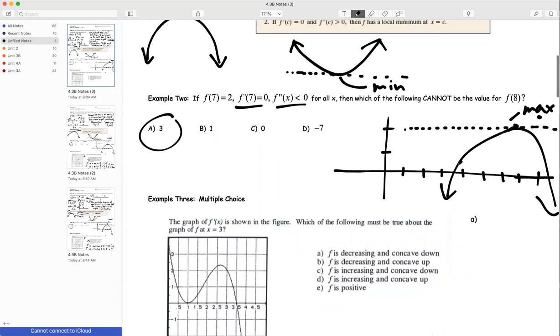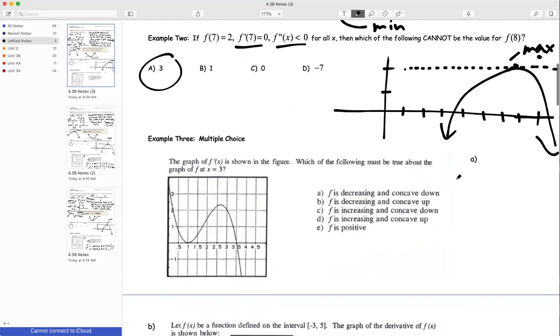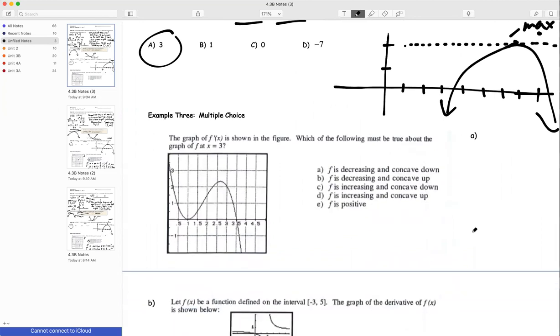All right, well, let's do a little multiple choice practice. So this says the graph of f prime of x is shown in the figure. Which of the following must be true about the graph of f at x is equal to 3? First, label your graph. This is f prime. And so then they are going to ask questions about what is going on at x is equal to 3. And scanning the answer choices here, they're asking about decreasing or increasing and concave up or concave down.